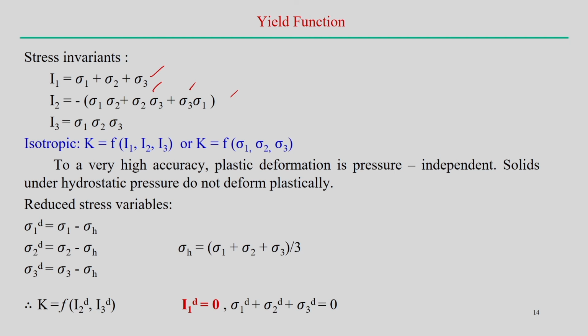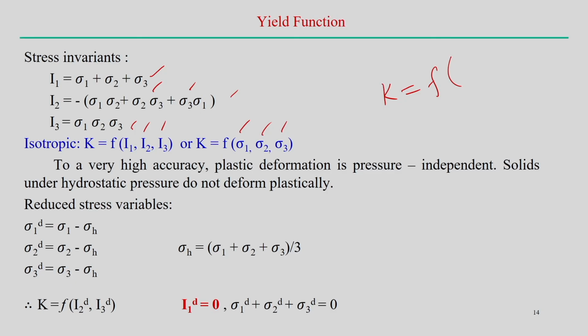Now, for an isotropic material, K is the functional form, and this particular K decides the shape of the function. So, K can be represented as a function of I1, I2, I3, or K can be represented as a function of sigma 1, sigma 2, sigma 3. It means this functional form can be represented either in terms of the principal stresses or in terms of the stress invariants, and the stress invariants are themselves functions of the principal stress values.